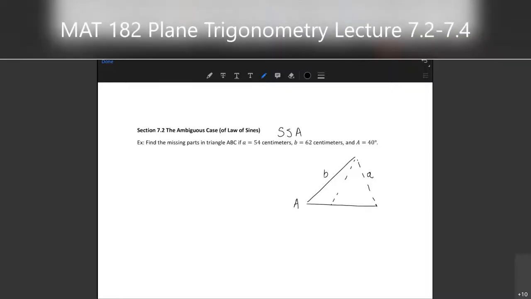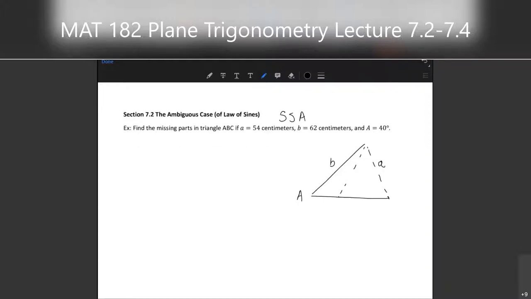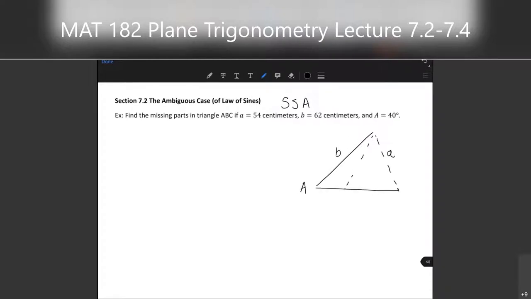You guys were able to go through section 6.3 and 6.1 yesterday. We're going to be looking at the ambiguous case of law of sines next. And I want to note what types of triangles each of these cases will have, because we'll have an ambiguous case of law of sines and we'll have the law of cosines as well.